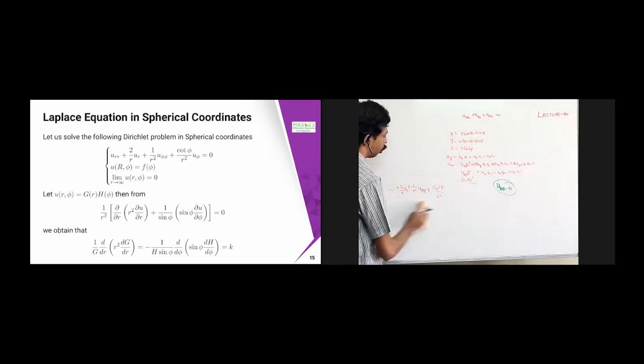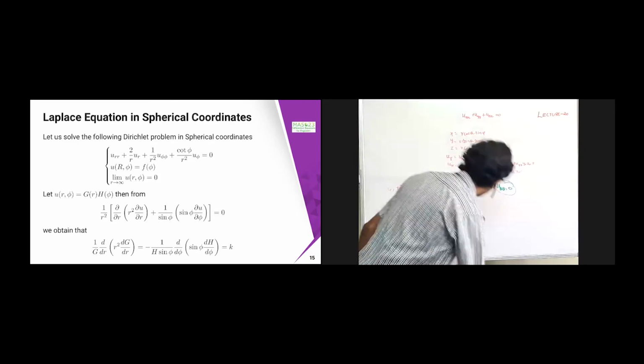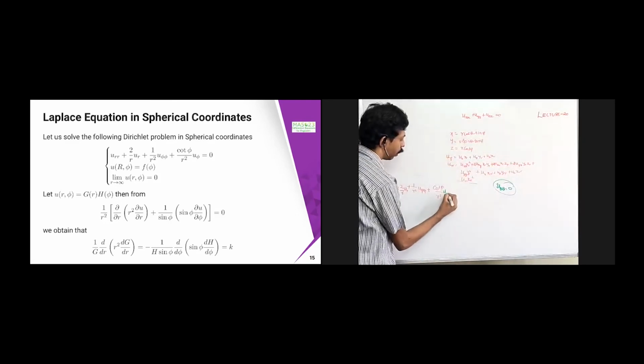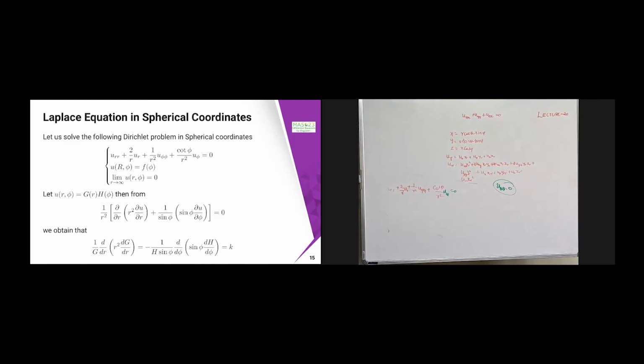So I have the equation, the Laplace equation in spherical coordinates, equal to 0. Okay, so this is my equation. And then I have conditions. The conditions are u of r comma pi equal to f of pi. Okay, it means we have a cylinder.